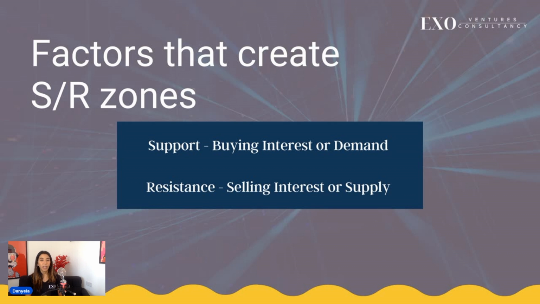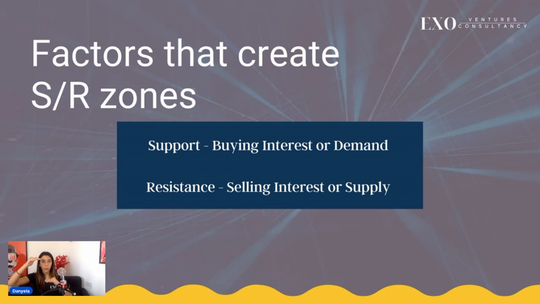All right, so next we have the factors that create these zones. We are going to see it in the next slide, but basically when you have a support zone, it's a lot of buying interest that's accumulated or concentrated in this zone. We call this buying interest demand. Basically, price reaches an area that people find attractive to buy into. And so there's a lot of buying activity going on at that zone, so price moves back up. Got it?